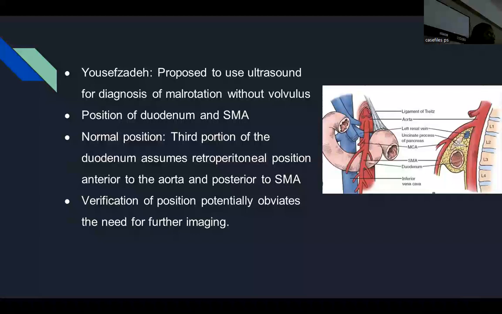In patients with the reverse rotation, this position will be altered, sir. No. In the patients who are having reverse rotation, the position of the duodenum will be anterior to the transverse colon.